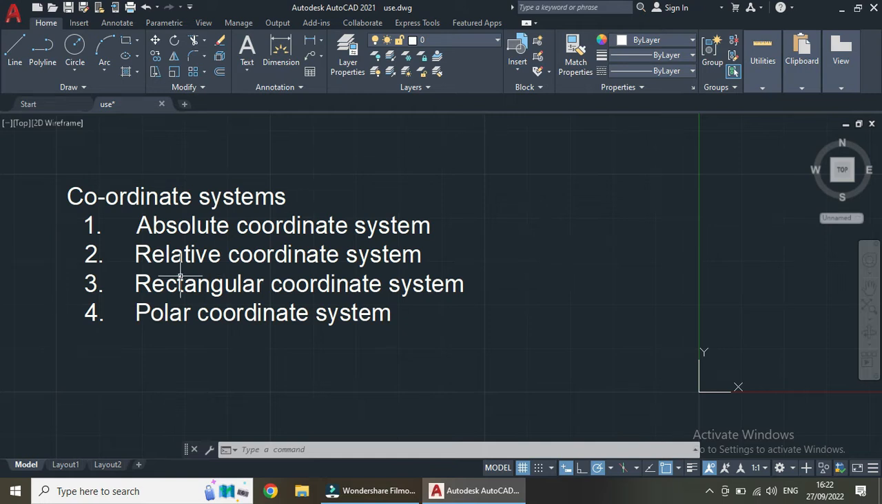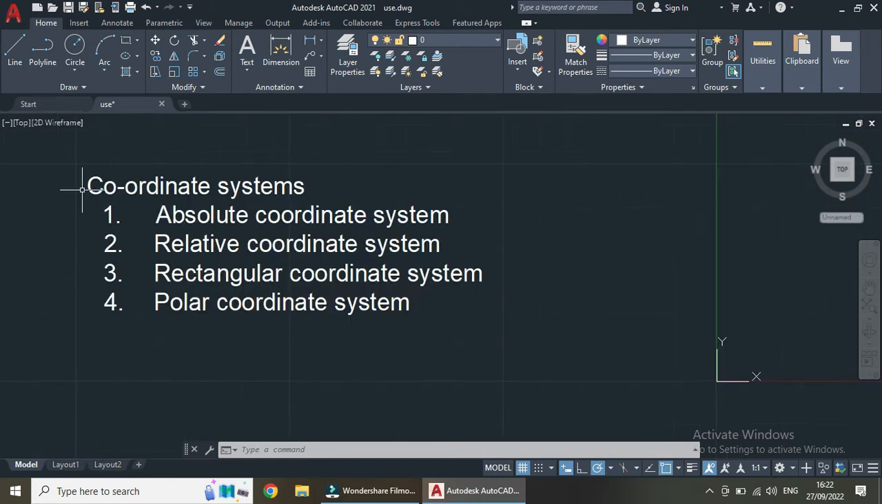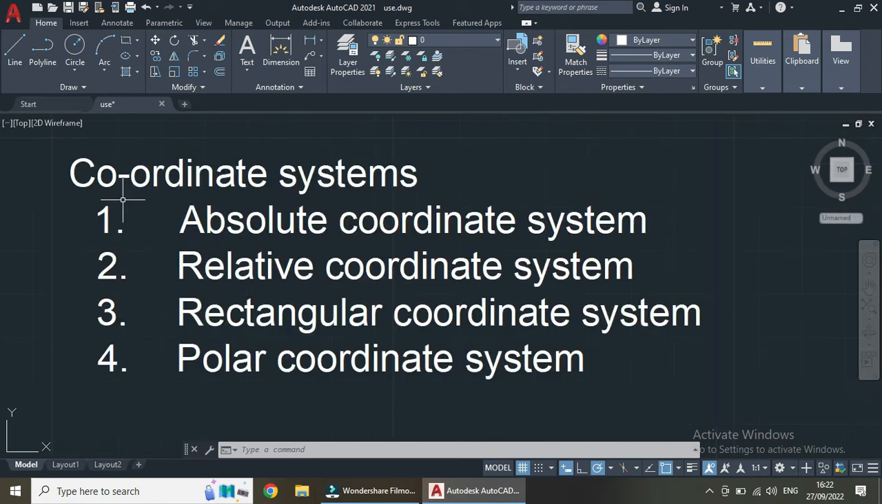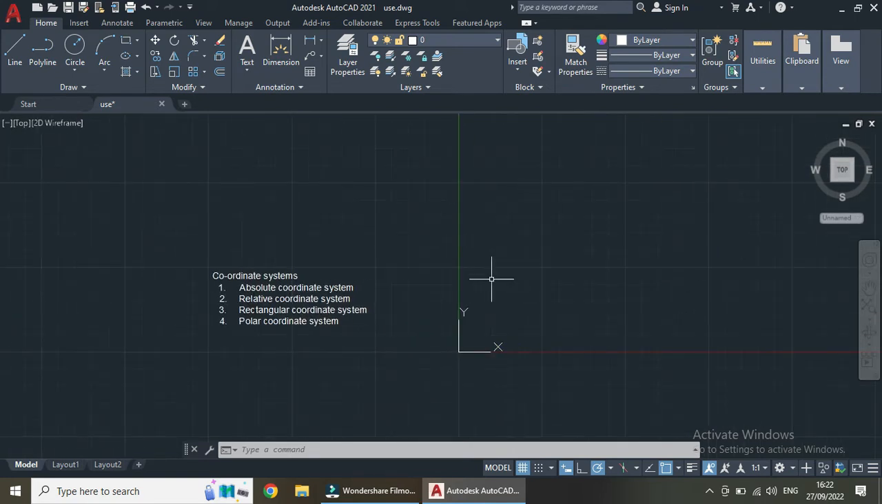And generally we will use four types of coordinate system in this. One is the absolute coordinate system, another is relative coordinate system, rectangular coordinate system, and polar coordinate. Now, what are these coordinates and what are the differences between these? So, I am going to explain all these in this video. Okay, first of all, see absolute coordinate system. So, in absolute coordinate system, we will measure all points from the origin.